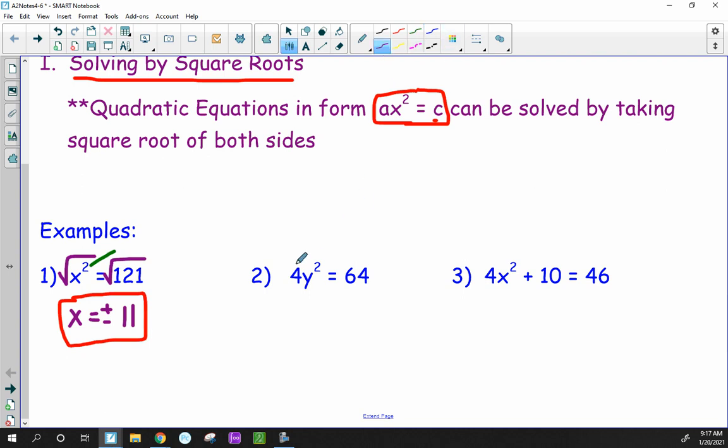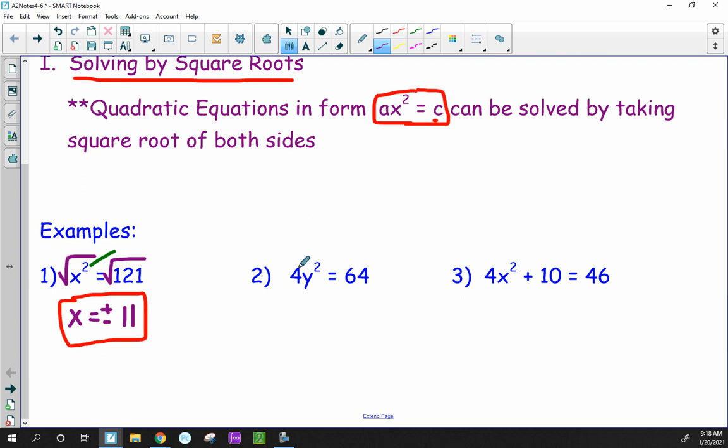Okay, let's move to number 2 example. In number 2, I see 4y to the second is equal to 64. Again, pointing out hopefully obvious things. This is the quadratic term. This is the constant term. I'm missing the linear term, so that means the square root method is a good method to use to solve for y. However, look at example 1 again compared to number 2. Number 2 has a coefficient other than 1.